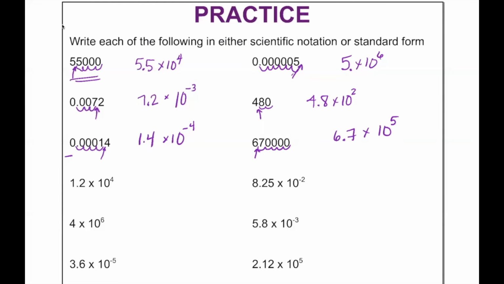Okay, so for the rest of these, they're in scientific notation and they want us to write the number. So here we have 1.2, and we know we have to move the decimal over 4 places, and we want it to be a bigger than 1 number. So we're going to move those to the right. So we have 1, 2, 3, 4. And if you just draw zeros in there, you see that our answer is 12,000.